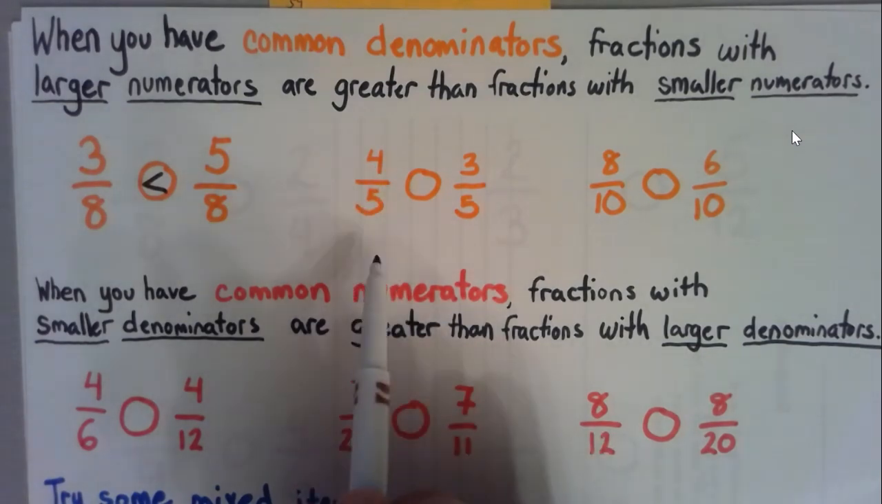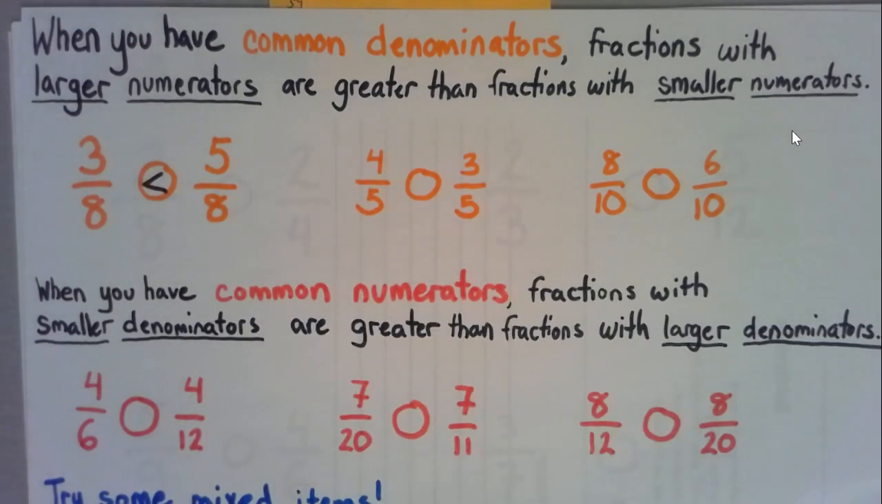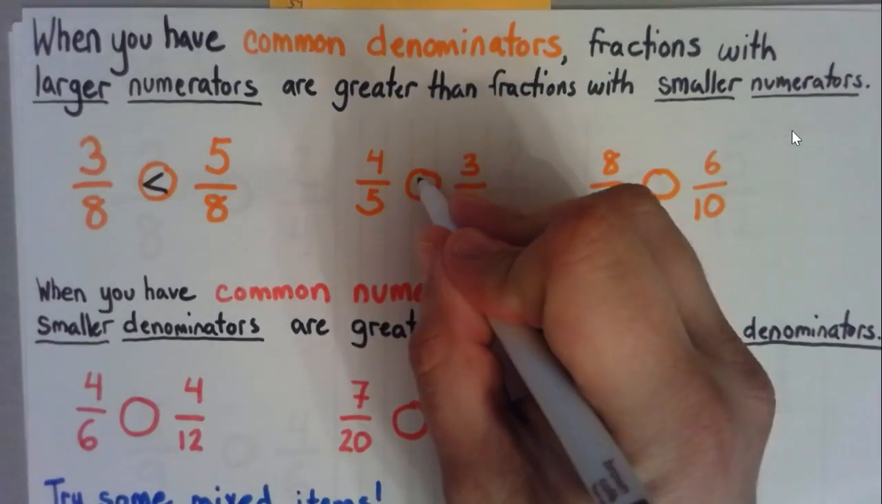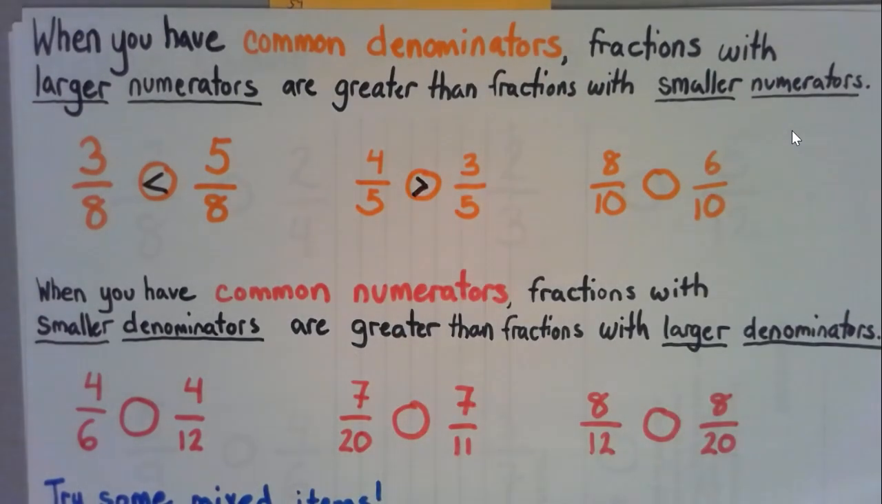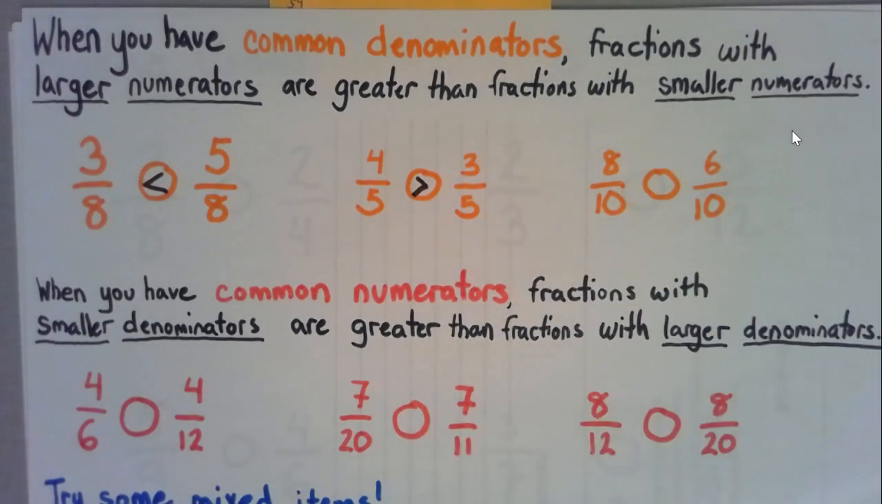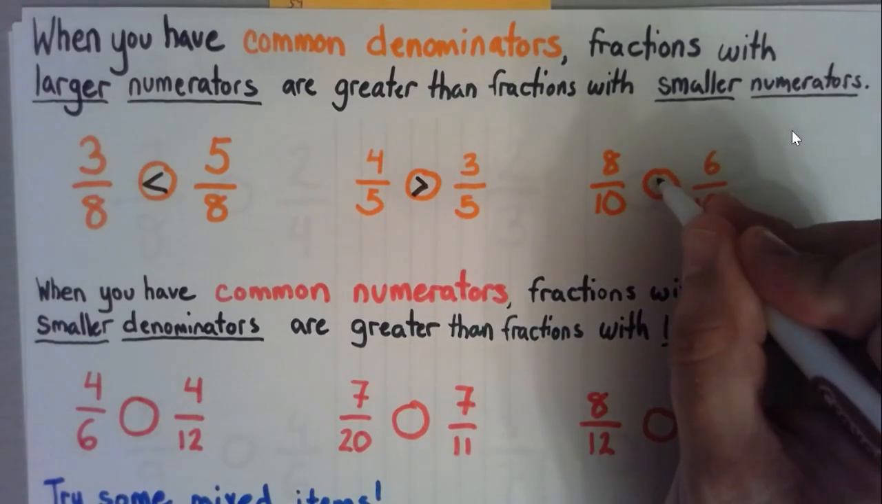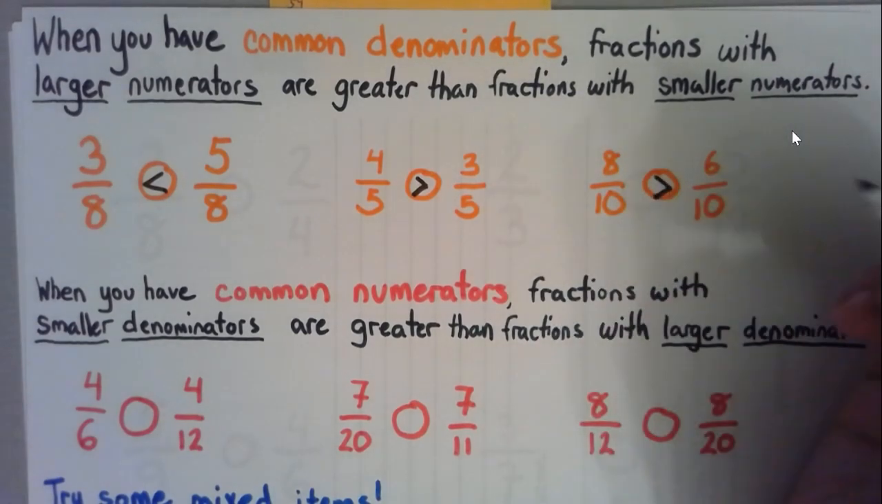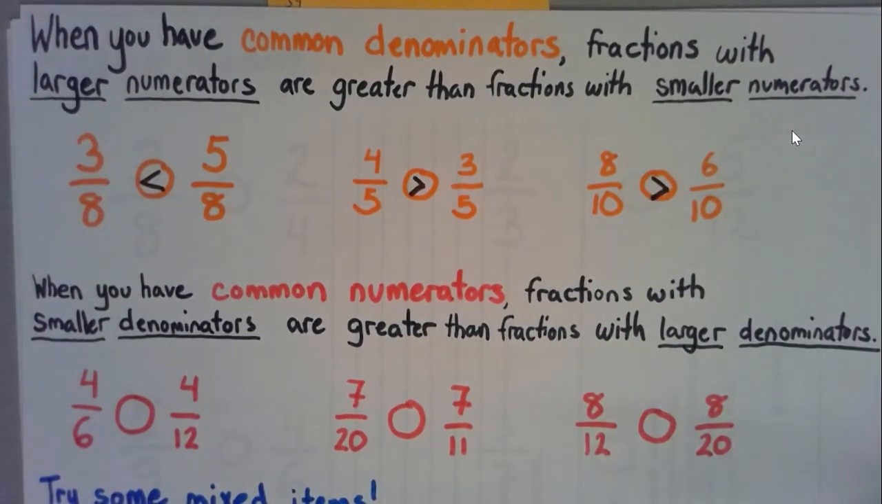We're going to compare 4/5 and 3/5. Please figure out which one is greater than the other. Hopefully you said 4/5 is greater than 3/5. Let's do this last one. 8/10 compared to 6/10. So 8/10 is certainly, 8 is larger than 6. So hopefully you said that 8/10 is greater than 6/10.